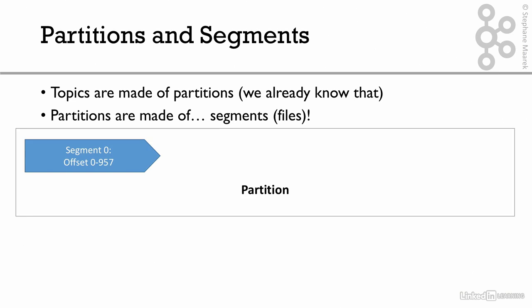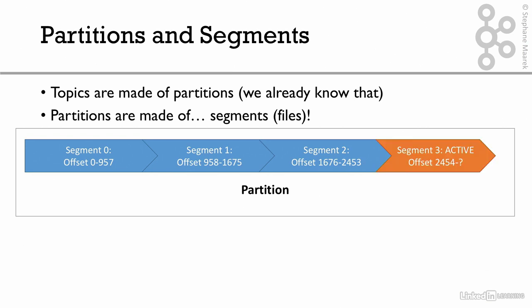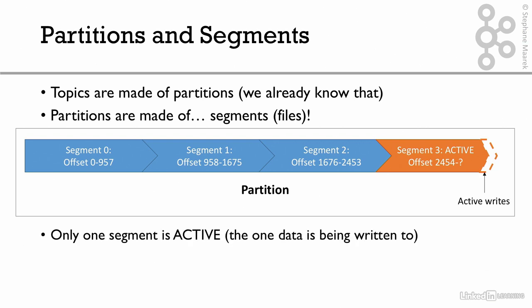We have a partition, and there's going to be a segment which has a starting offset and an ending offset. Then we'll have another segment with a starting offset and an ending offset, and so on. The last segment is called the active segment. It's active because it's still being written to. As the writes happen, they will be added onto the segment. Then when the segment is closed, the final offset will be determined and a new segment will be opened.